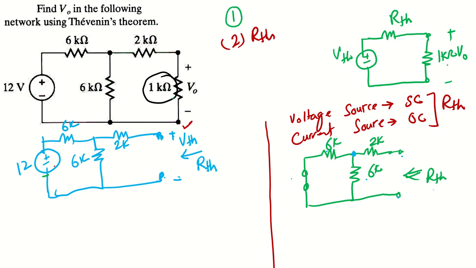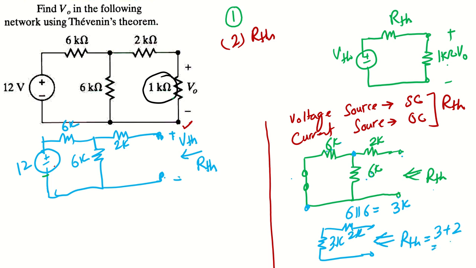This is sharing two nodes, so 6k and 6k are in parallel. 6k parallel with 6k gives me 3k. So I can redraw my circuit with the 3k, and then I have this 2k here, and this is my measurement point, R Thevenin. Now this 3k and 2k are in series, so R Thevenin will be 5 kilo ohm. So I get this value of 5 kilo.